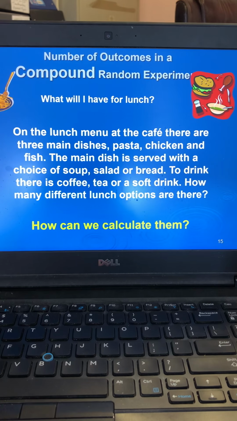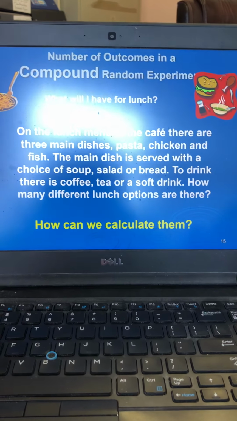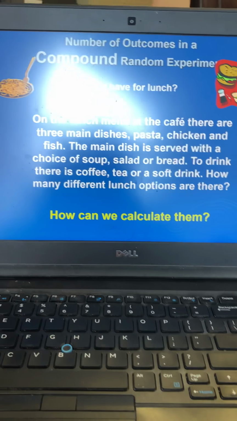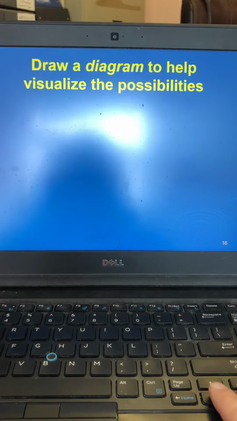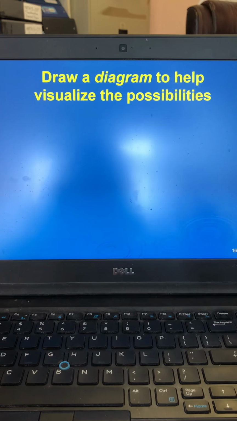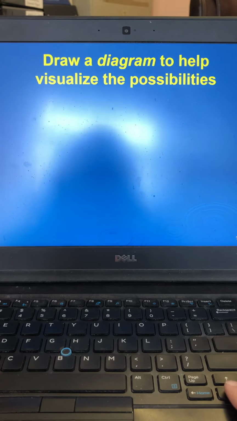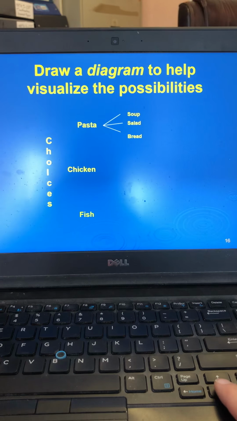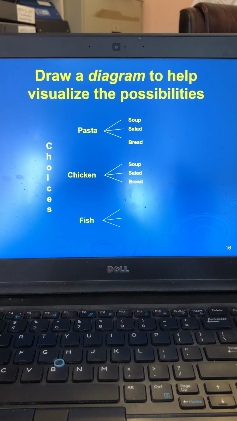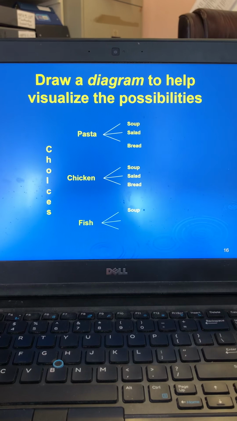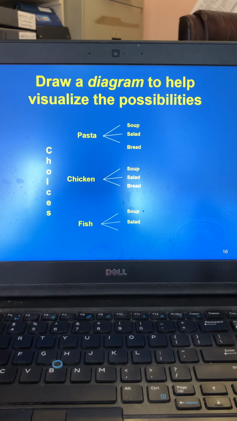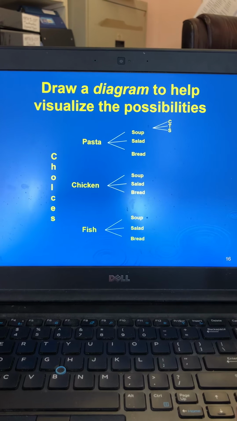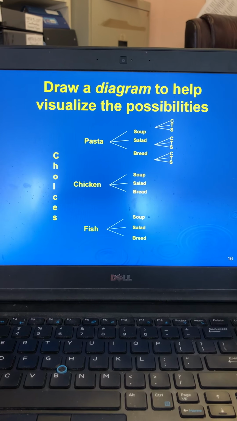So the question is, how many different lunch options are there? And what we want to really know is how we can calculate them. So the first way that we can do this is let's draw a diagram to help visualize the different possibilities. So if I write down my choices, I had pasta, chicken, and fish. And then with each of these dishes, I was able to then choose a side of either soup, salad, or bread. And then I was able to choose either coffee, tea, or a soft drink.